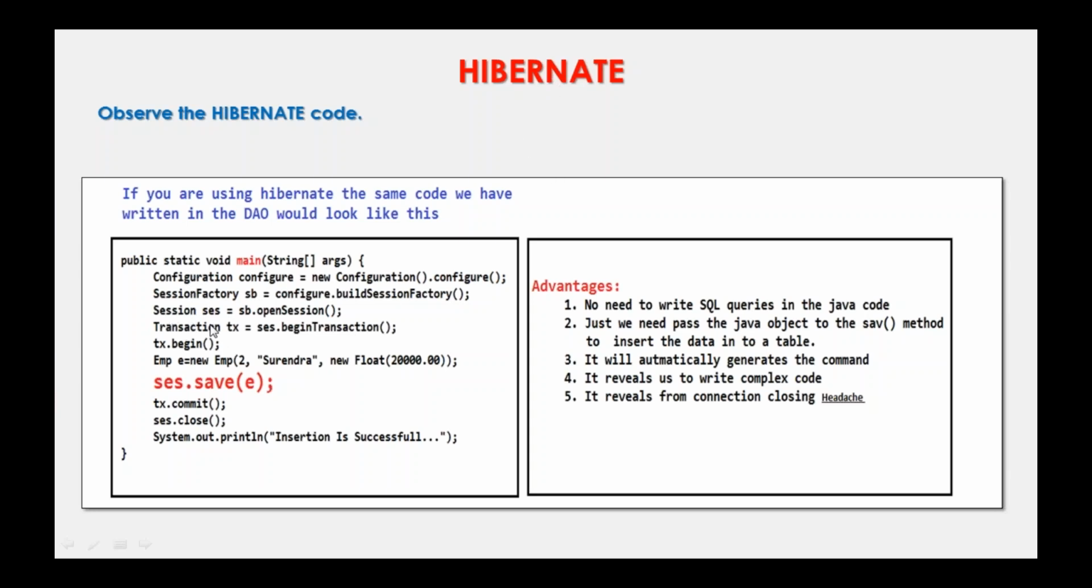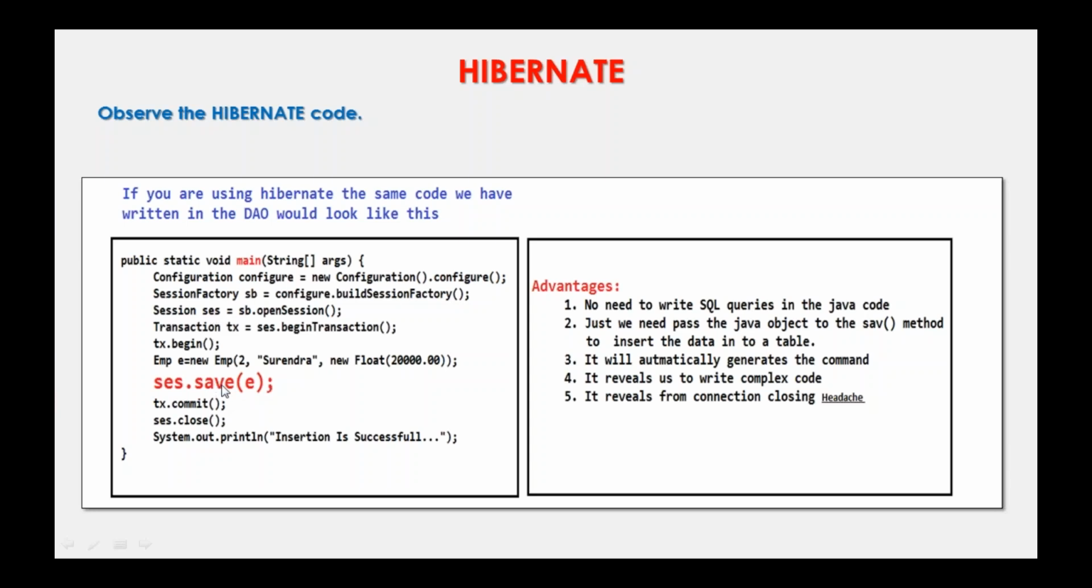I'm using those classes and just calling the save method. To the save method I'm passing the employee object, isn't it? This save method is predefined. It exists in the session object. The same method takes this employee object and processes it.